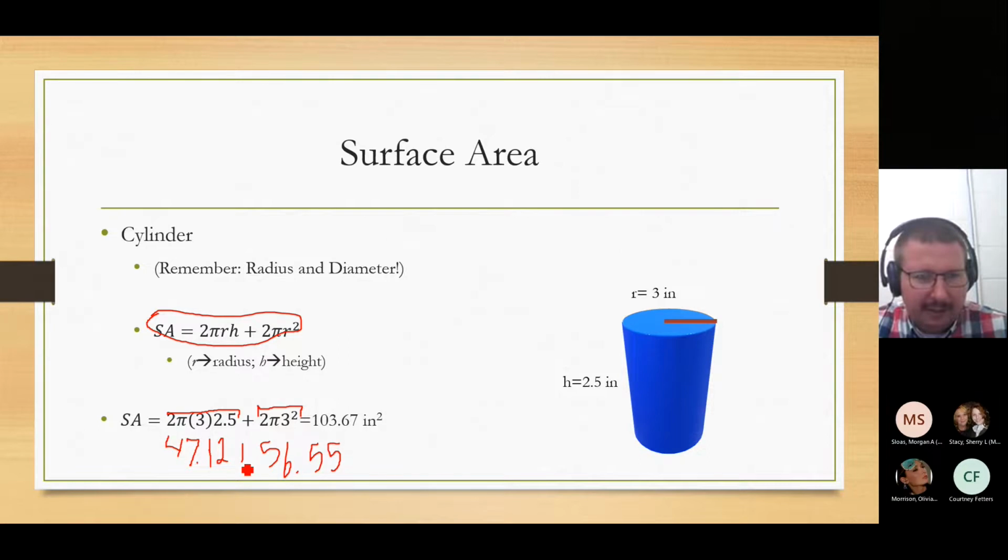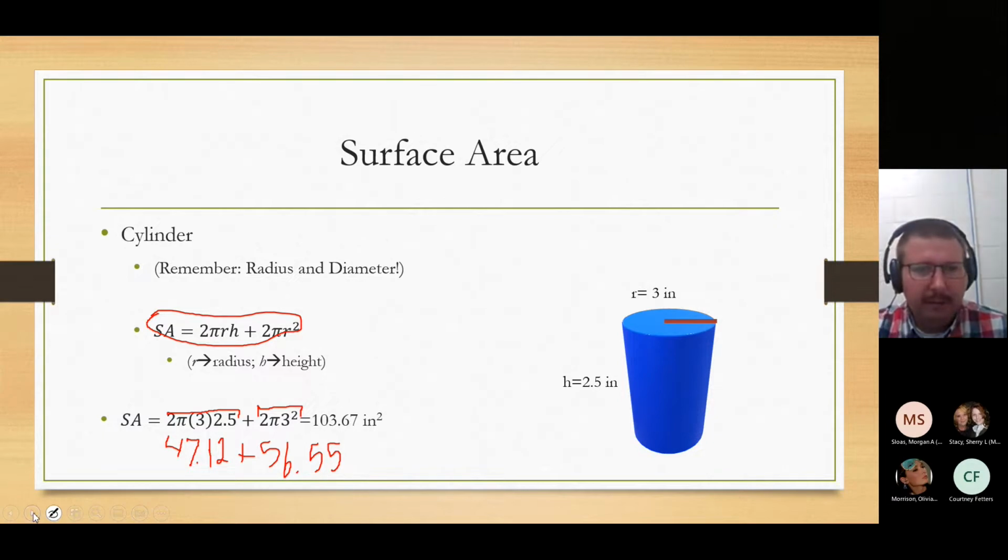And then I add the two numbers up. On my calculator, it's 103.668. I've got on the screen 103.67. It's the exact same thing. And remember, if I've given you diameter and yet I still want the surface area, you have to half it to get the radius.